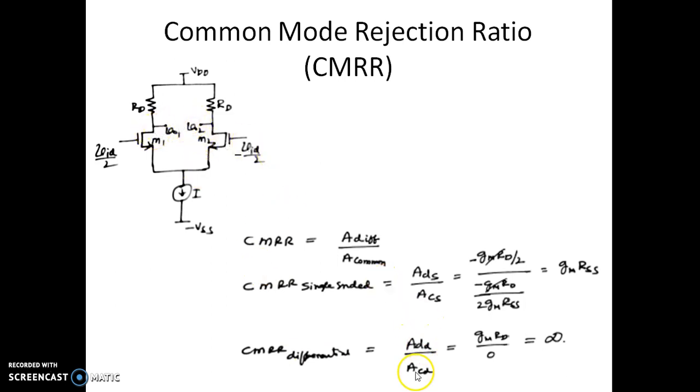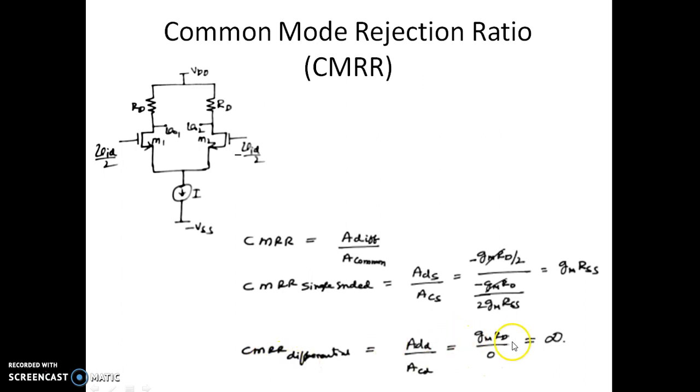Now it is ADD by ACM. ADD stands for the gain of the differential amplifier with differentially applied inputs. ACM is the gain of the common mode input measured differentially. Here it is applied differentially, but here it is applied commonly. We know that the gain of a differential amplifier measured differentially for an applied common signal is, surprisingly, very low.